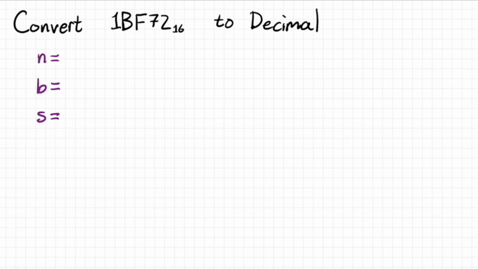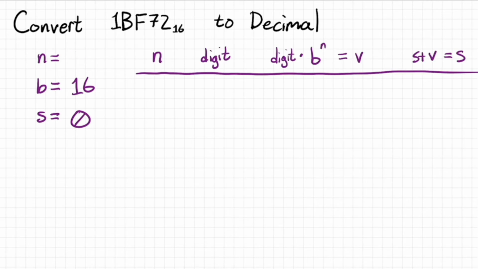N is going to be 5, or the amount of digits in the number to convert. B will be 16, or the base of the number to convert. And S will be 0, or the running total of the values we are calculating. So we start by decrementing N by 1, and then using that as our first power to raise our base to. And our first digit we are going to look at is 1.